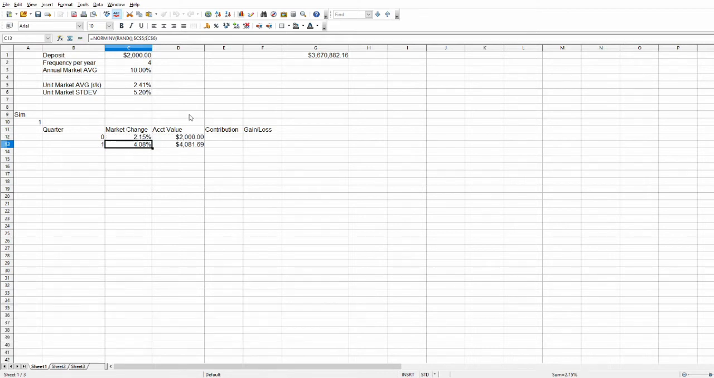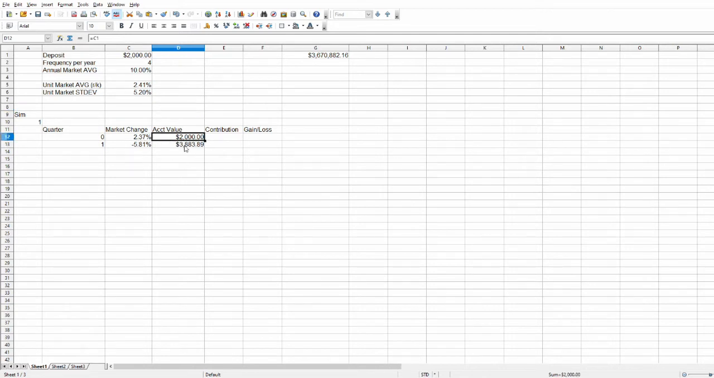So I hit enter. And now you'll notice if I go to a blank cell and type F9, what it does is anything random on your spreadsheet is going to regenerate a different random number. Because that's what random is, right? It's just something different each and every time. That's how I get market change.